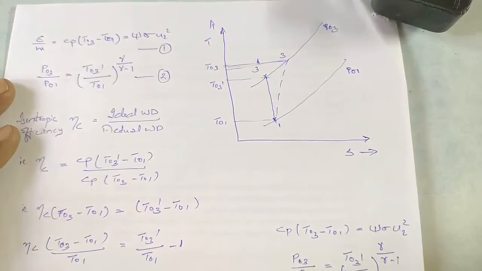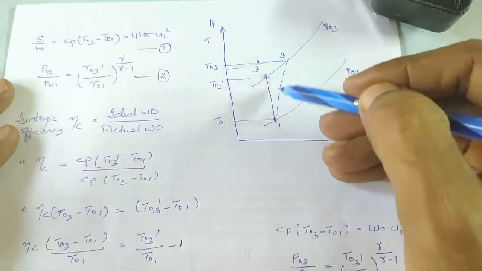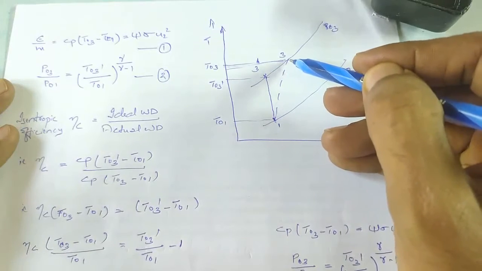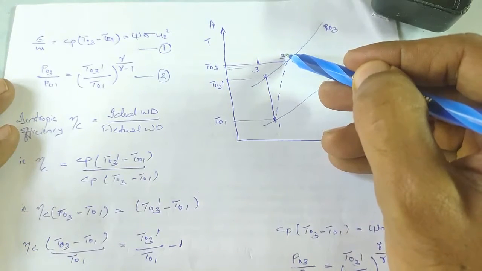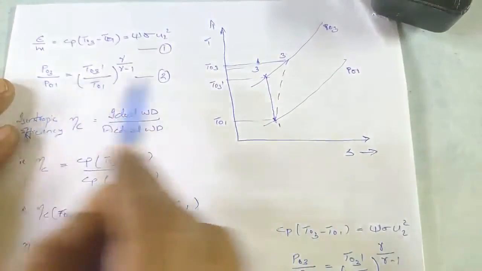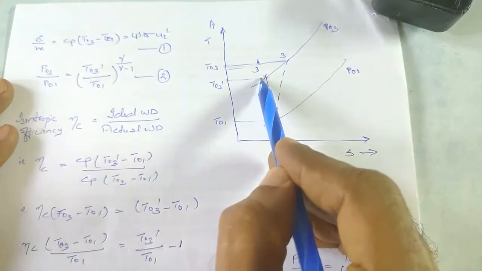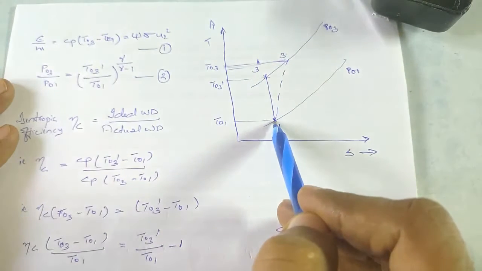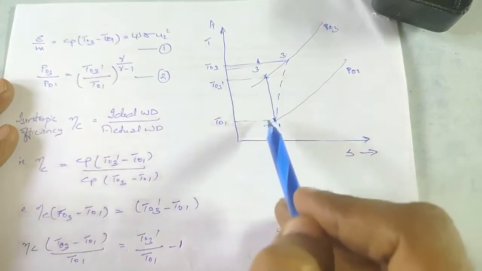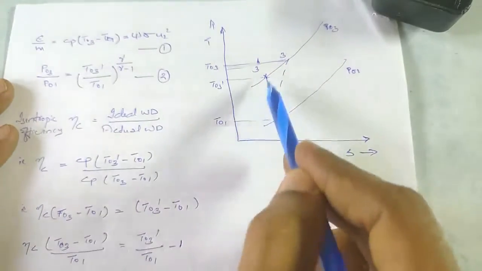But the actual process will not be isentropic. It will be an adiabatic process. It will be like this. So let that point be 3. So applying the pressure ratio, P03 by P01 will be equal to T03 dash by T01 all raised to gamma by gamma minus 1 for this theoretical adiabatic, isentropic process.